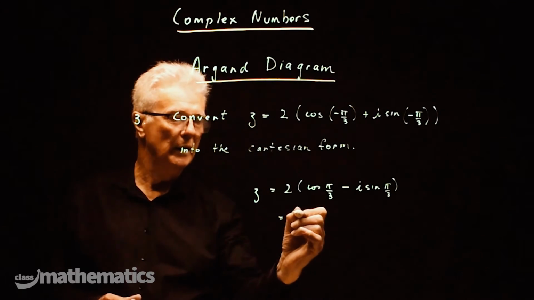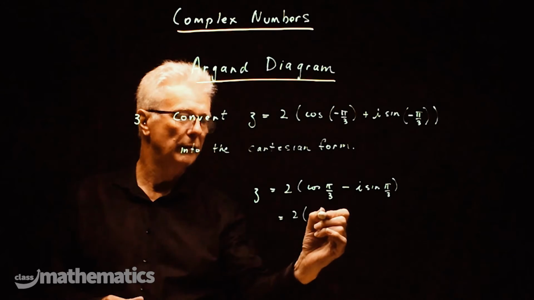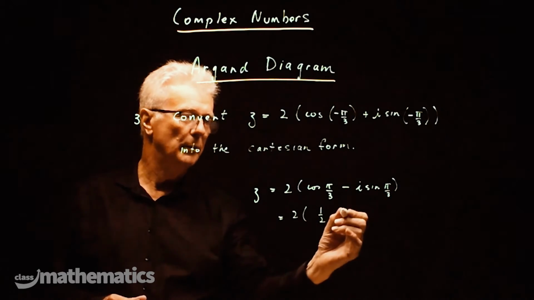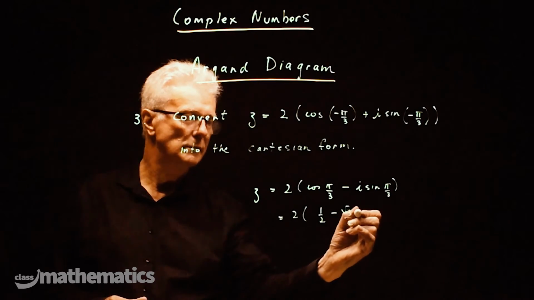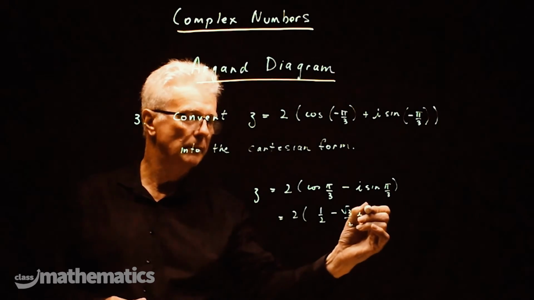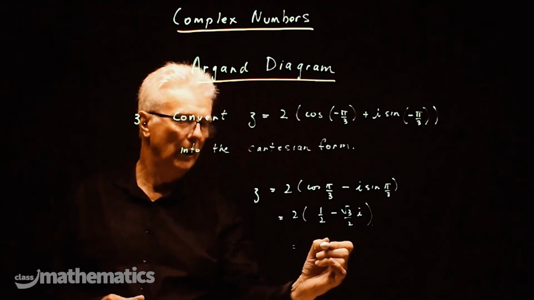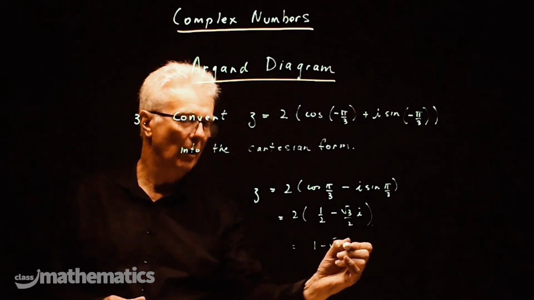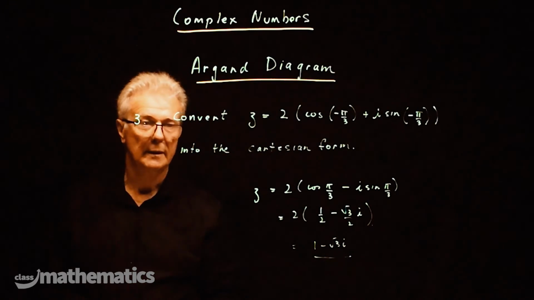And that now becomes quite easy. The cos of pi upon 3, as you know, is a half. But the sine of pi upon 3 is root 3 on 2. Should be i there. And then multiplying throughout by 2, we simply get 1 minus root 3 i is the Cartesian form. Done.